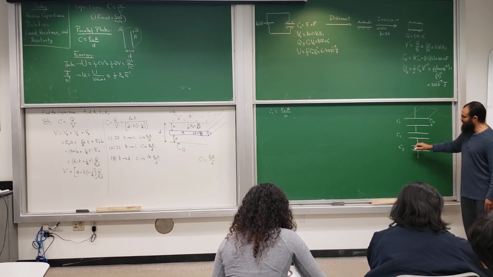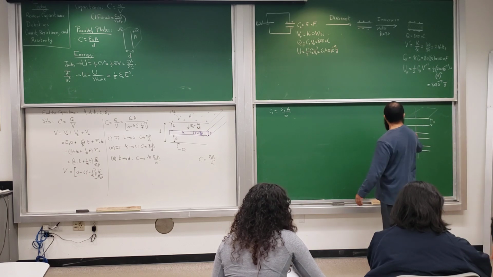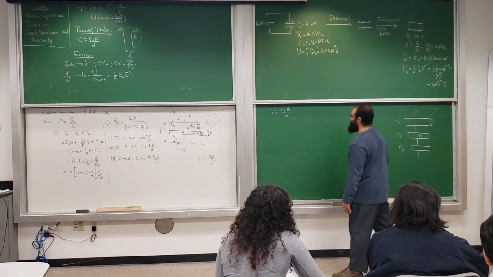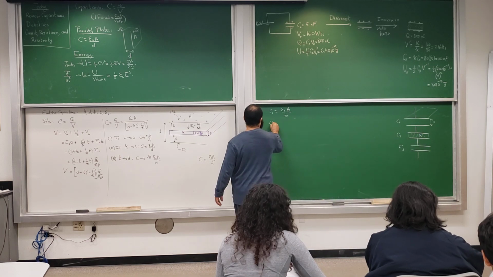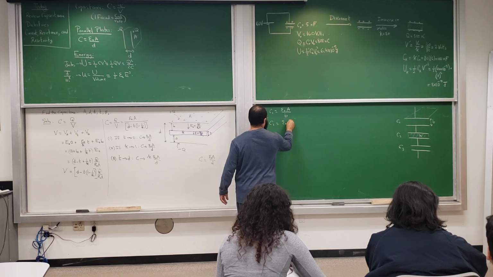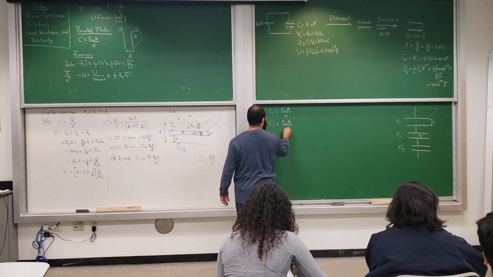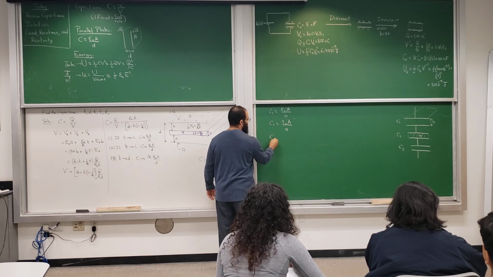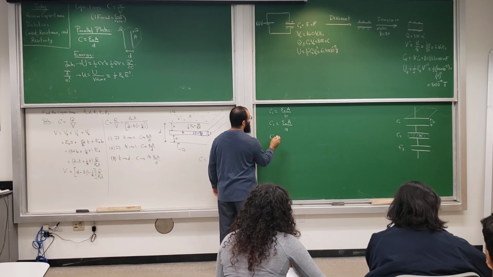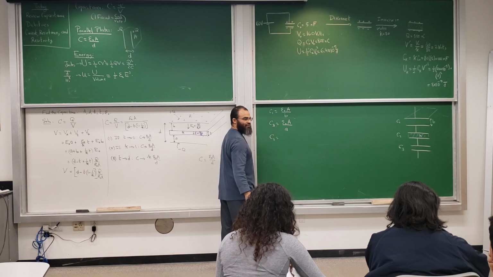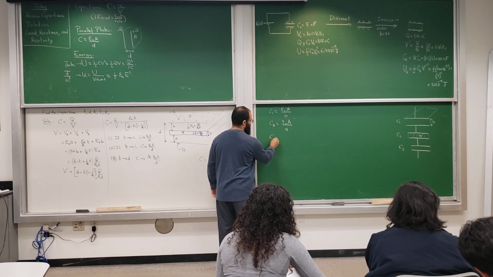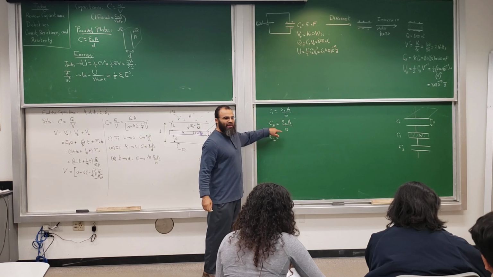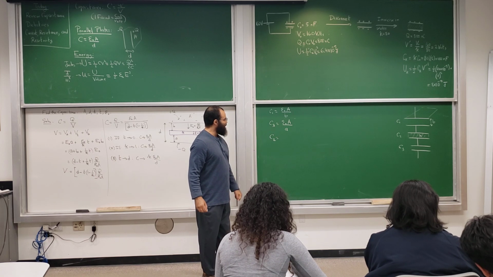Let's look at capacitor 3 next, and then I will leave number 2 in the middle. Number 2 is the one that has the dielectric, the one that has kappa. C3 is epsilon naught times the area over A. I did 1 and 3 because they don't involve kappa. And then let's do 2.